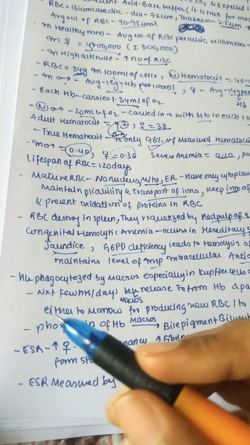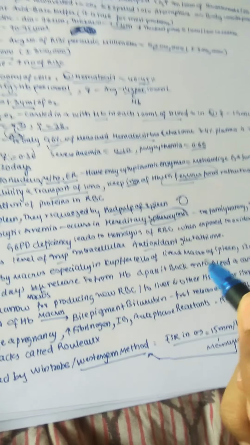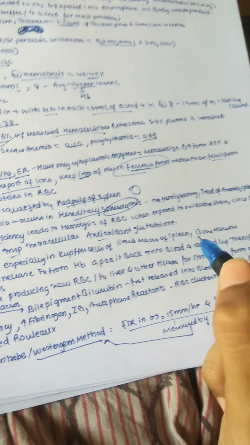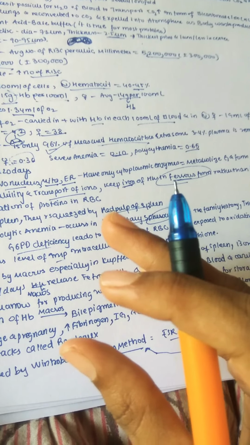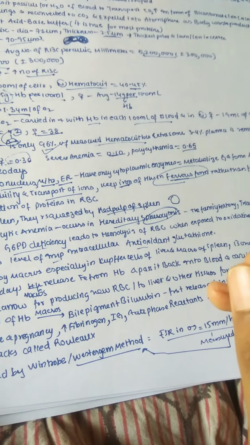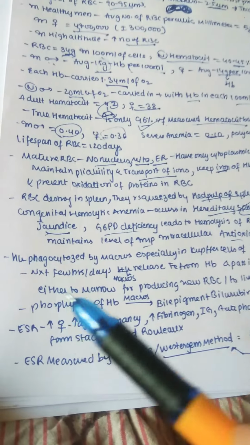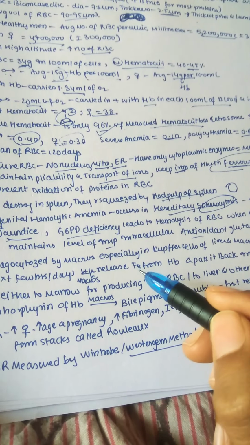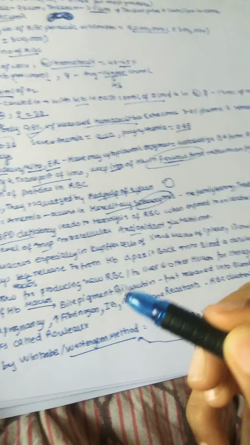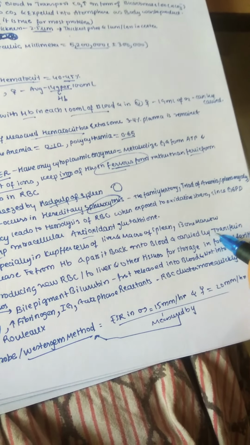And remember that hemoglobin is phagocytosed mainly by macrophages, especially the Kupffer cells of the liver, and also the macrophages of the spleen and bone marrow. So where do the red blood cells get destroyed? We always say spleen, but not only spleen. Remember that it may also get destroyed in the liver and bone marrow. And over the next few hours or days, the macrophages release the ferrum or iron from the hemoglobin, and it passes back into the blood and is carried mainly by the transferrin protein.